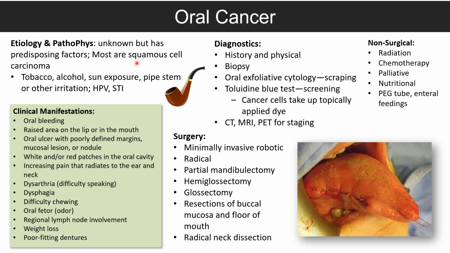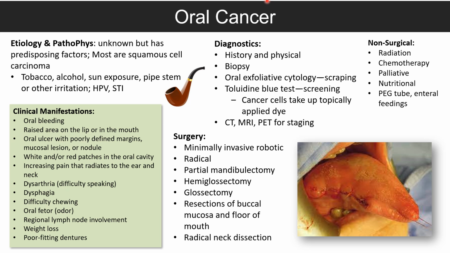Sun exposure, so that's like a type of skin cancer. So we can get cancer anywhere, and our oral cavity is no exception. So clinical manifestations: bleeding, raised area in the lip or mouth, ulcer in the mouth, discoloration, could be white, could be red in the mouth, like patches. There can be pain that actually radiates to the ear and neck.